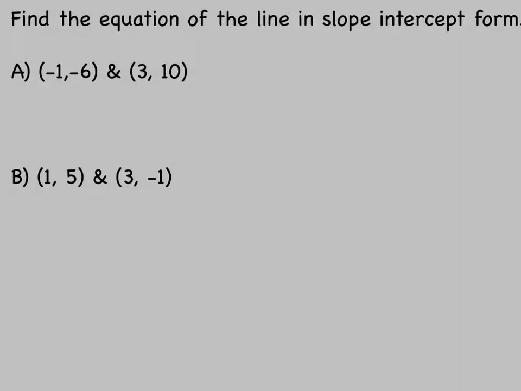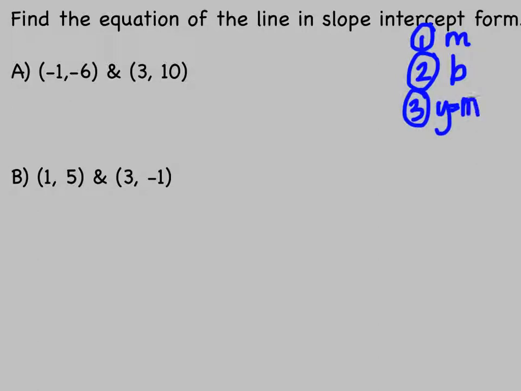Find the equation of the line in slope-intercept form. This time we're going to go from 2 sets of ordered pairs. This is a little bit harder, but again, remember, step 1, I'm looking for my m, or my slope. Step 2, I'm looking for b. Step 3, I'm just plugging it into y equals mx plus b.